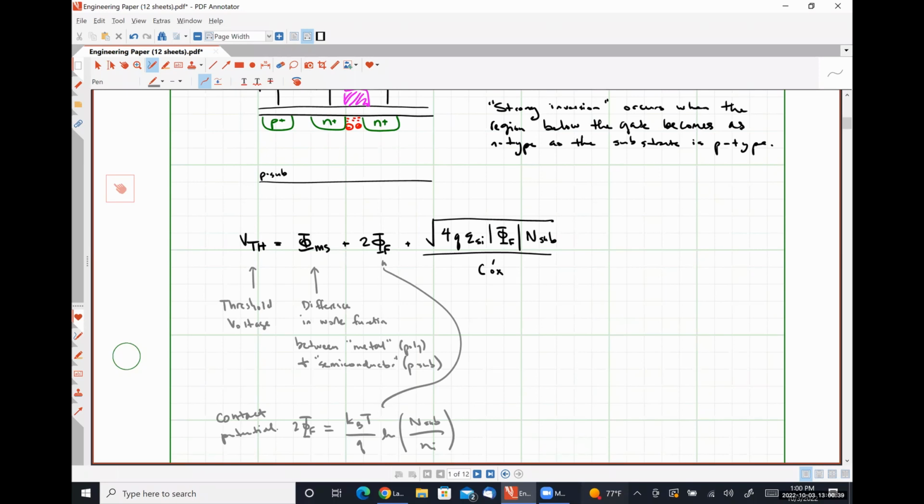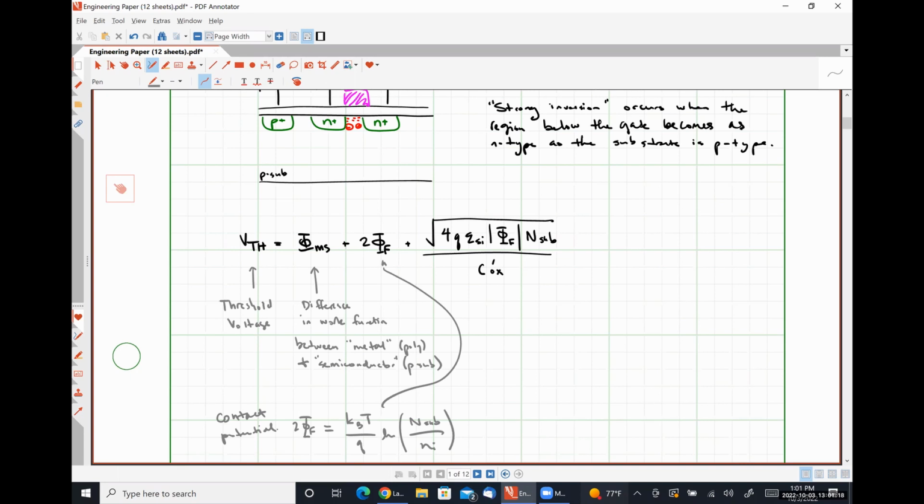So threshold voltage is obviously a voltage, okay? The difference in the work functions is also going to be a voltage. That difference is usually pretty small, but it's representing the amount of voltage necessary to rip an electron from those bonds and move it up to the vacuum level, okay? 2 phi f is the contact potential, so that's similar in a sense to the built-in voltage, and the equation kind of bears that out.